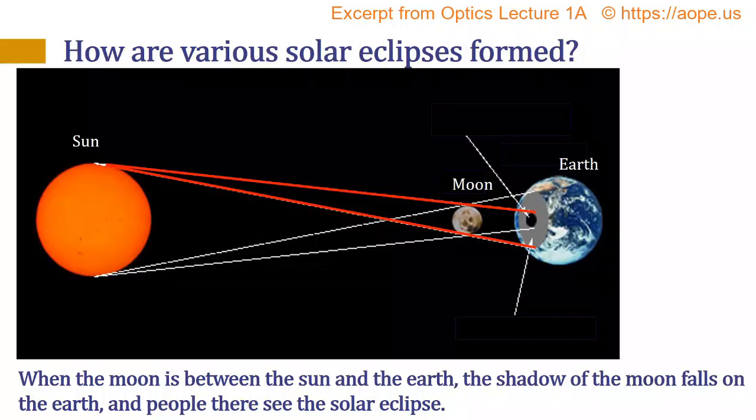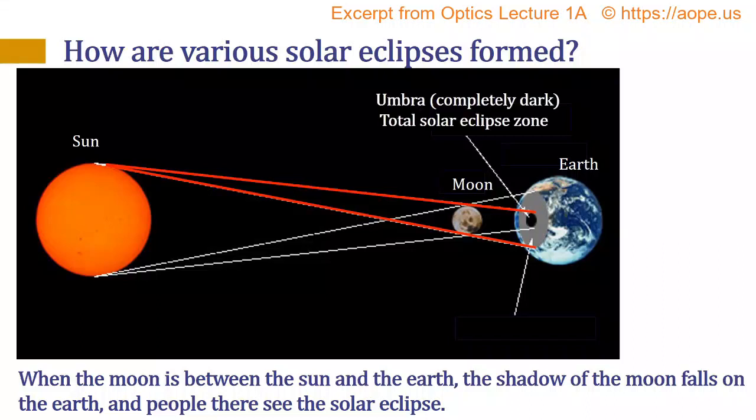The completely black area in the center is called the umbra. It is the area where all the shadows of the moon corresponding to each luminous point on the sun overlap. No light from the sun can reach this umbra area at this moment. People standing in this umbra area on the Earth and looking up will see that the sun is completely covered by the moon. This is called a total solar eclipse.